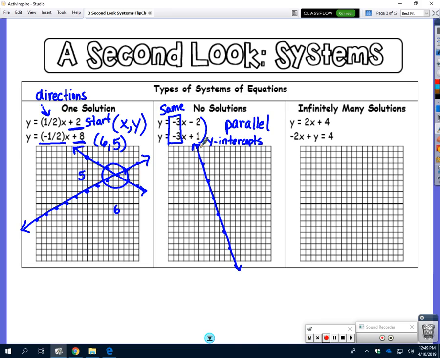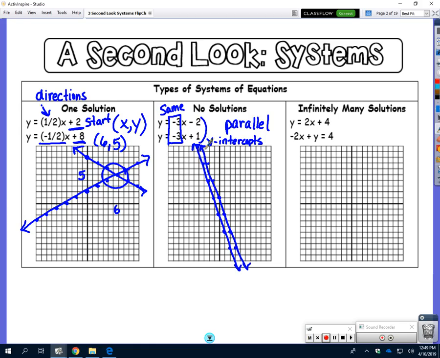The second equation starts on +1. Put a dot on +1. And again, we're going to go down 3 and over 1. These lines will never cross. They are parallel. You can always pause the video if you would like to look at your notes to comprehend what's happening.